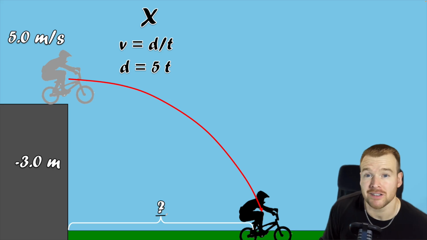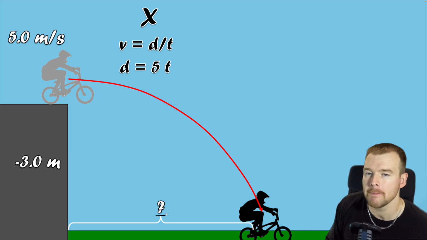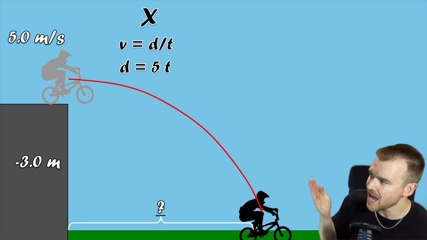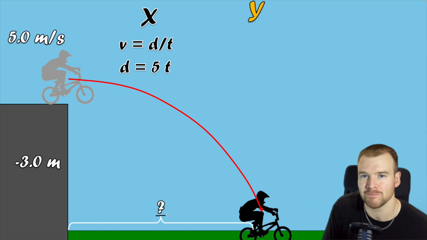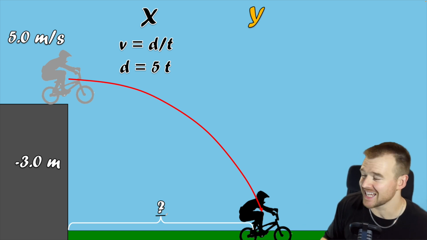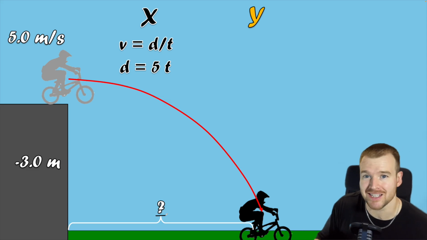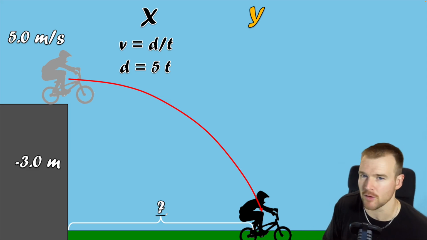And this is a really common scenario that we run into for projectiles. But fortunately, the same time that we're moving to the side is the same time that we're falling. So if we get the time of the fall from Y, it should be the same one. Let's go over into Y. Can I use V equals D over T? No, because it's accelerated motion, accelerated by gravity.